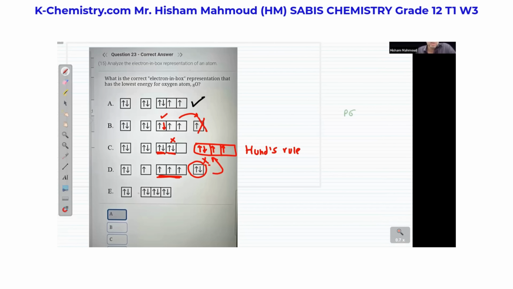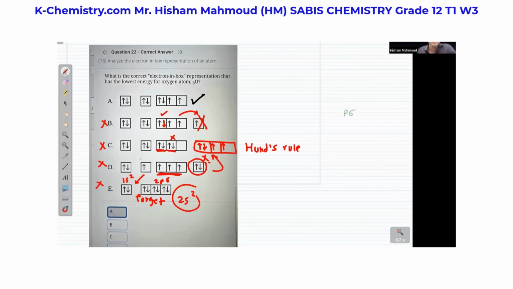And here it's not correct. Why is it not correct? Because for some reason it forgot about the 2s2 electrons. It put one s2 and then 2p6 directly. But what about the 2s2? So that's also wrong. These all are wrong, and the correct one is A.